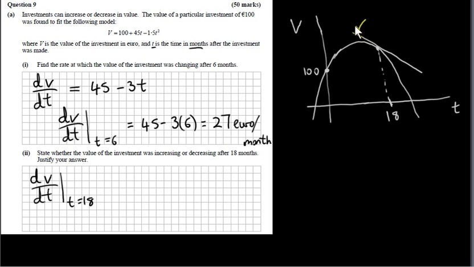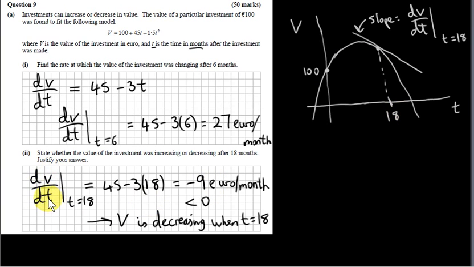So the slope of this line is the derivative at t equals 18. Let's calculate this. We just copy this and replace t with 18. Working this out, we get minus 9. We get something negative. So the tangent has negative slope, so that means that V, the graph of V, this parabola, is decreasing when t equals 18.